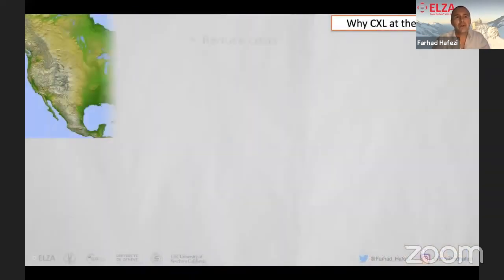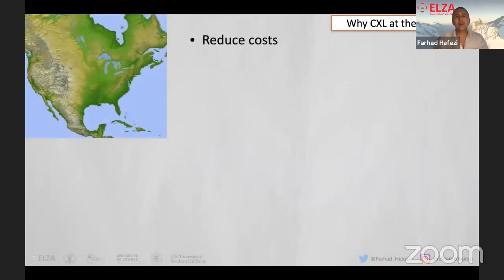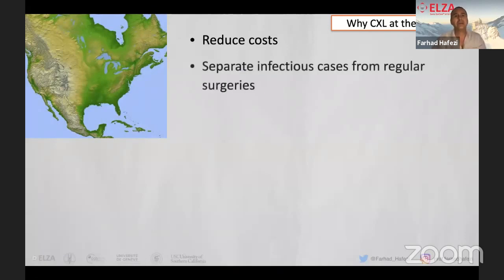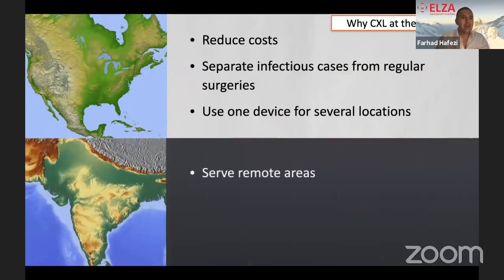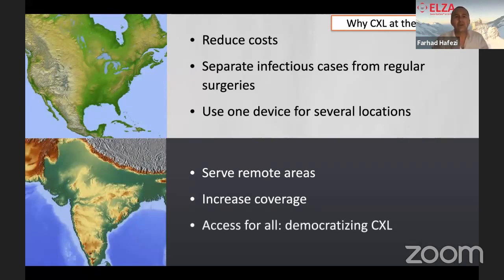If you are in a country with good infrastructure, you might want to do this because it reduces costs. You can separate your infectious cases from your cataract surgeries in your OR, and you can have one device for several locations. If you are in a country with limited infrastructure, India is a good example, highly developed cities, but then very remote areas with no infrastructure, you can serve remote areas, you can increase the coverage of the method, which means access to all, democratizing cross-linking.